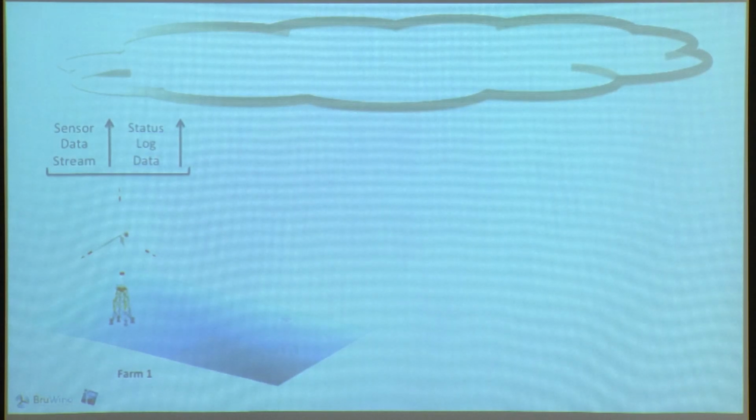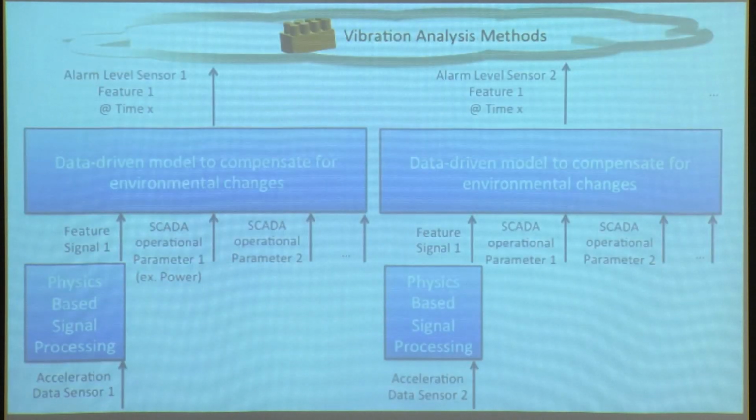So I start by looking at one turbine. The things I will show are done in parallel, so we do it for a lot of them, but it makes no sense to have the same graph 1,000 times, so just look at one. So we start from this sensor data and status logs. The first thing we do is very advanced vibration analysis. In this vibration analysis, we combine machine learning with signal processing.